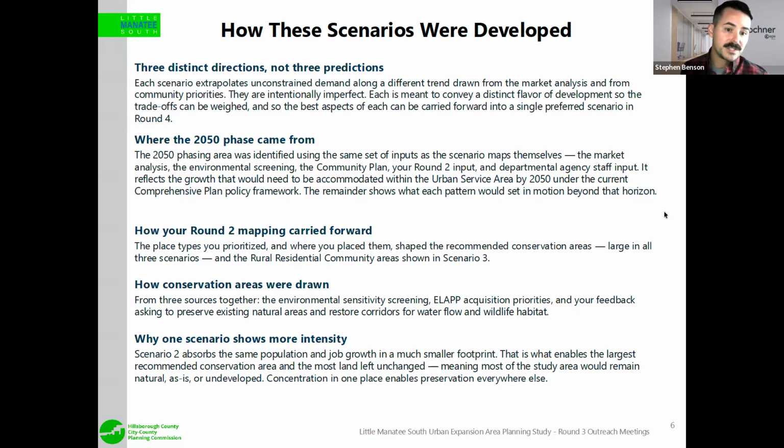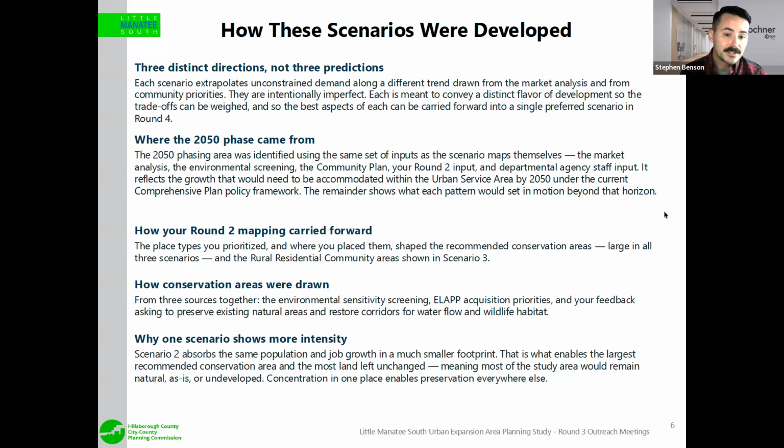On each of these maps, you are going to see us identify a specific area that is associated with a potential first phase, or what we call the 2050 phase. That 2050 phasing area was identified using the same set of inputs as the scenario maps themselves. So looking at the market analysis, looking at the environmental land screening, looking at the adopted community plan, the input that you gave us in round two, as well as input that we received from Hillsborough County individual departments. It reflects the growth that would be needed to accommodate within the urban service area by 2050 under the current framework in the comprehensive plan.